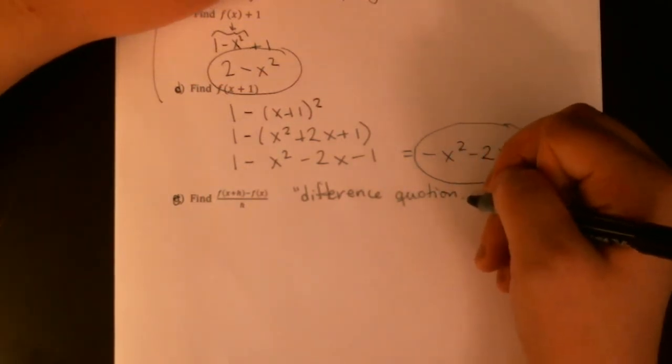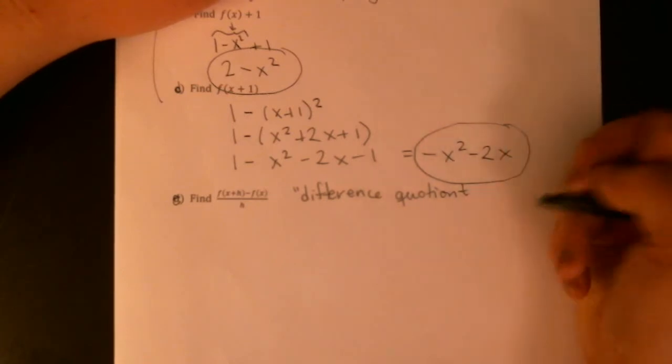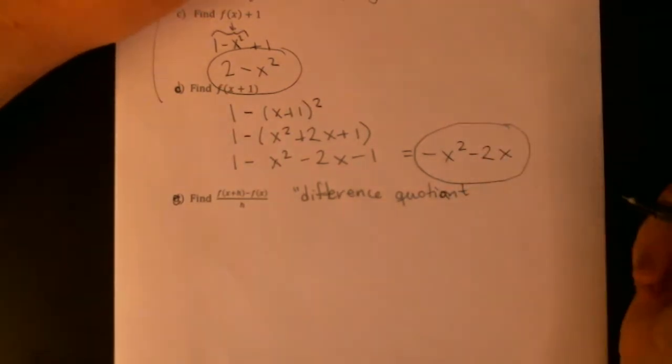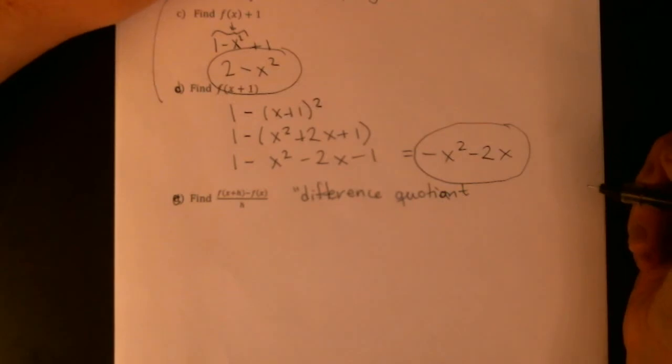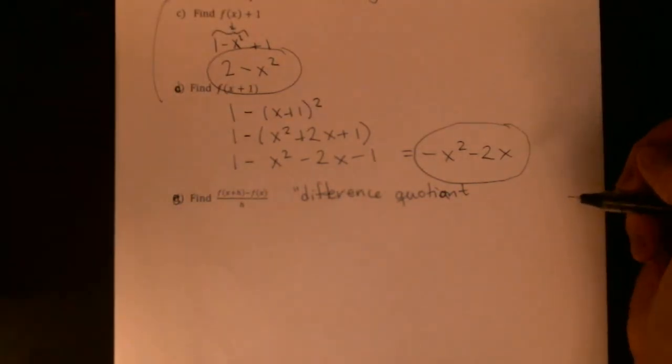I don't know why I can't write right now. Difference quotient. Oh, goodness. Quotient. There we go, maybe. I'm losing my mind. Sometimes I think too much about spelling and then I can't spell.